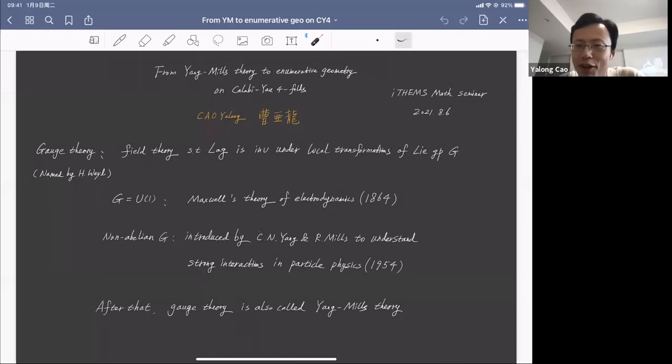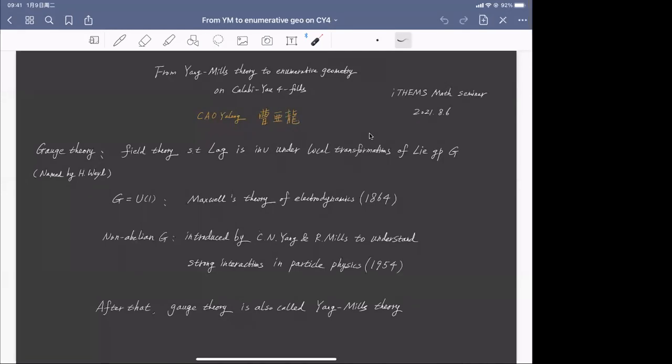Okay. Thank you very much for the introduction and the invitation to this wonderful seminar. So actually, I want to spend most of the time on this introduction to Yang-Mills theory and also connections to enumerative geometries. In the very end, I will mention very briefly some of my research on Calabi-Yau fourfolds.